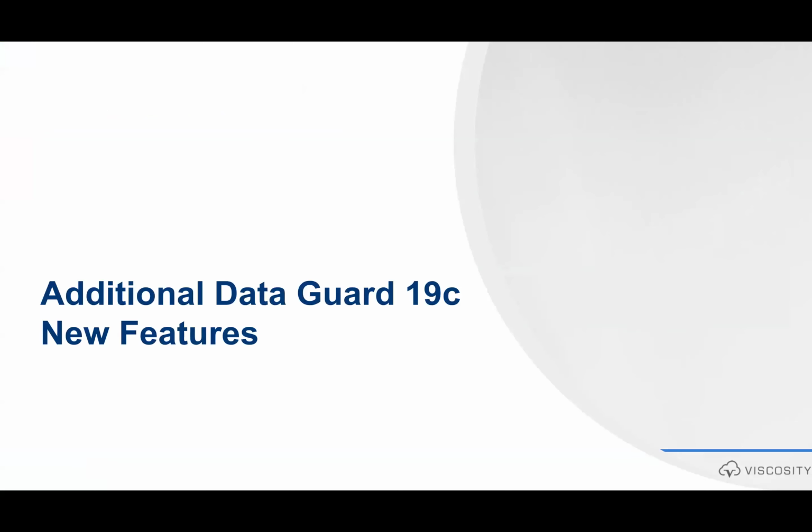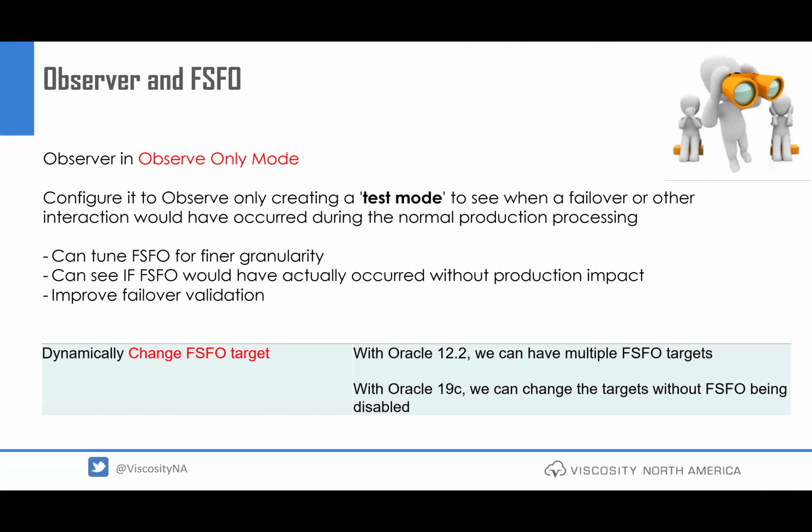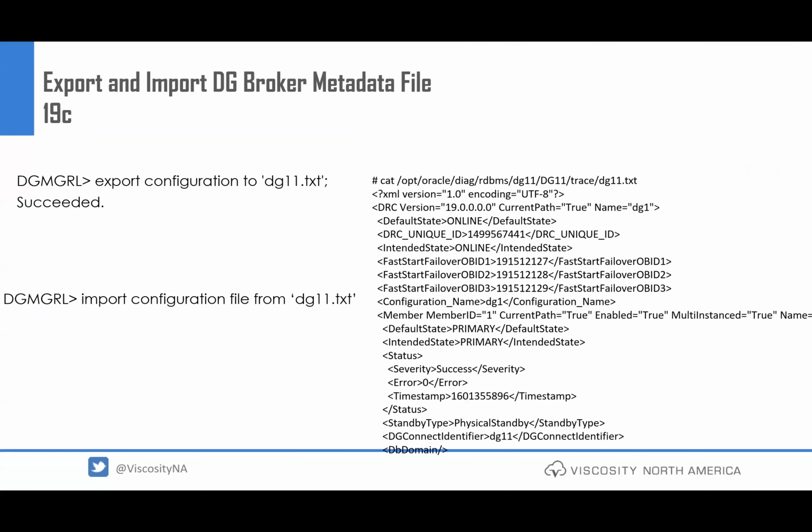And so 19c also introduced the concept of observe-only mode with the Observer, which was huge. And then being able to change your fast-start failover targets. So now you can do fast-start failover in test mode to really see the amount of time it takes, what it's actually doing, and look at the logs and stuff like that. Also in 19c, Oracle gave us the capability to export our Data Guard broker configuration and import it to another environment.